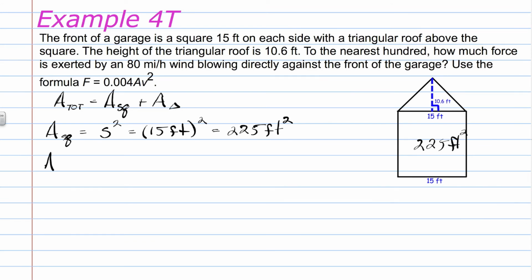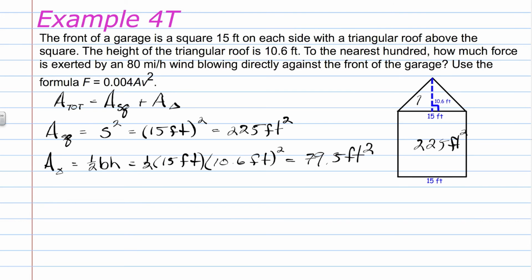The area of the triangle, which we're studying in this lesson, is given by 1/2 the base times the height. And in this problem, we know the base is 15 feet. And we're told that the height is 10.6 feet. Now we can multiply this out. 1/2 of 10.6 is 5.3. And then 5.3 times 15 gives us 79.5. And that would be feet squared also. So then we can put that here. We can label that.